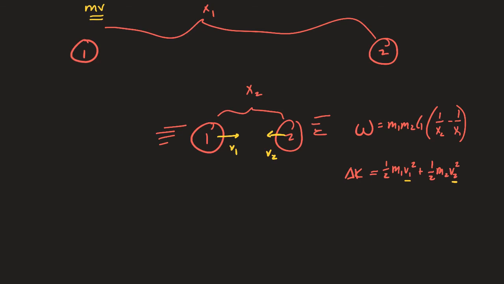That suggests that there's no external force acting on the system. And there isn't. This is a Newton's third law force, so it's an internal force. Then the momentum of the system would still have to be 0, suggesting m1 v1 plus m2 v2 equals 0.